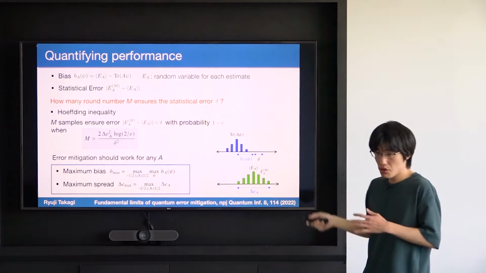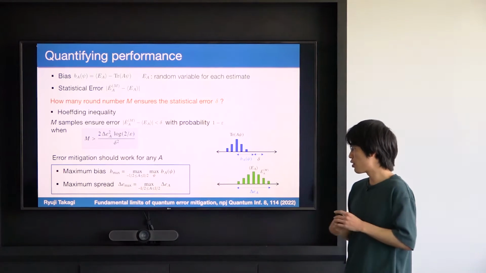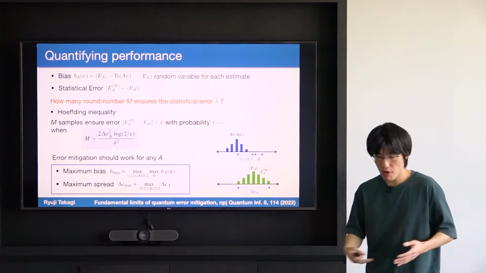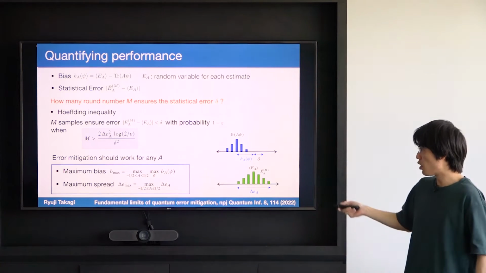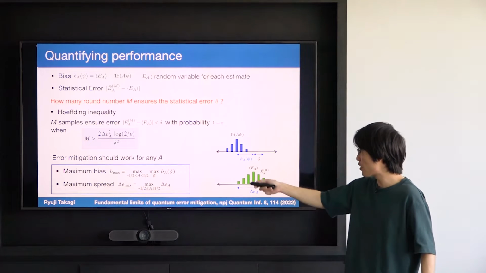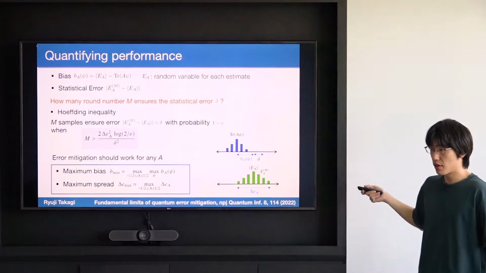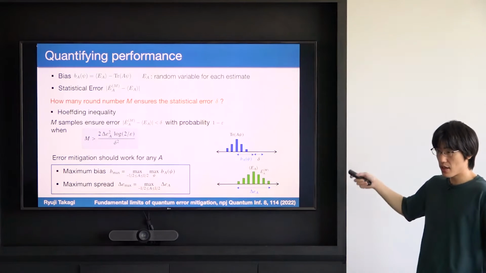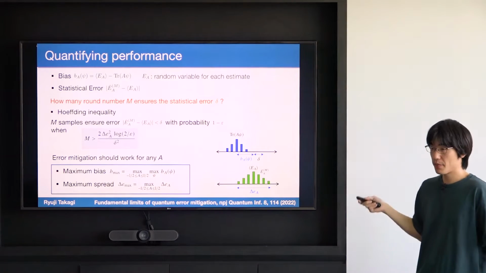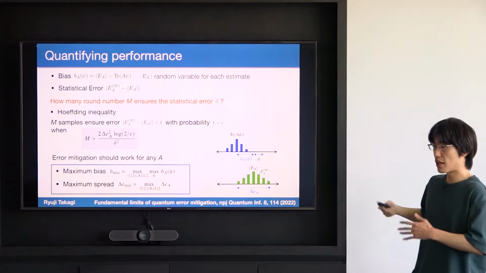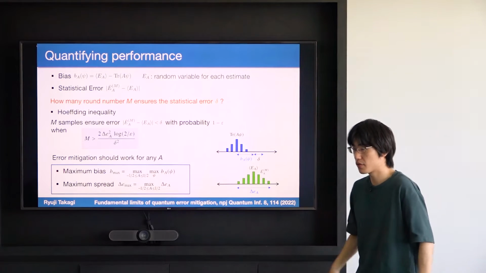And we are also interested in characterizing the performance of the strategy itself. We will take the worst-case scenario and take the maximization over the observable and state. I call these the maximum bias and maximum spread, and we look at how these behave.